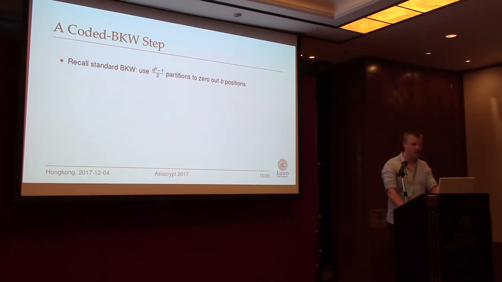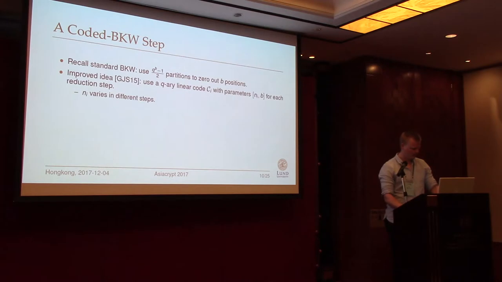So now I will cover a coded BKW step, which is another improvement of regular BKW. In regular BKW, you use a certain amount of partitions to zero out B positions. The idea of coded BKW is to use a pure linear code with parameters ni and b for each reduction step, and to vary ni between steps.